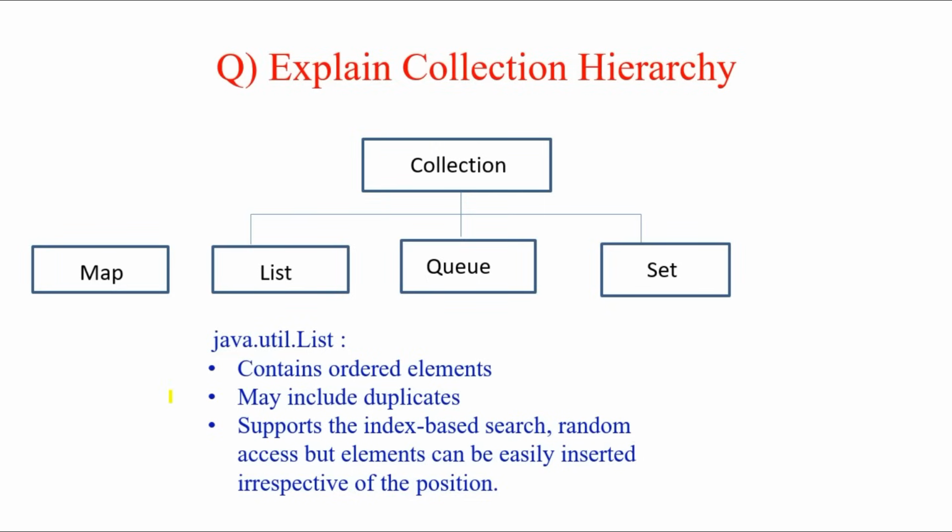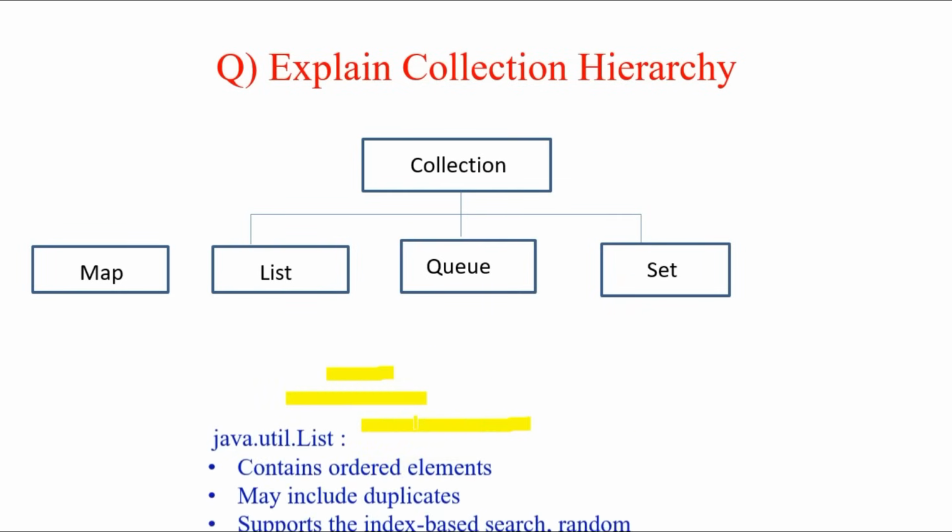This is how you explain each of those hierarchical elements: they contain ordered elements, may include duplicates, and allow you to have index based searches. So these three things make it a unique collection as a list, because the other collections do not have these unique features.